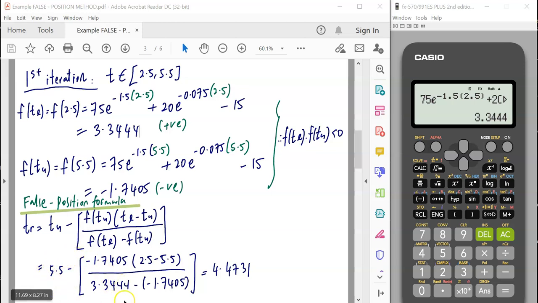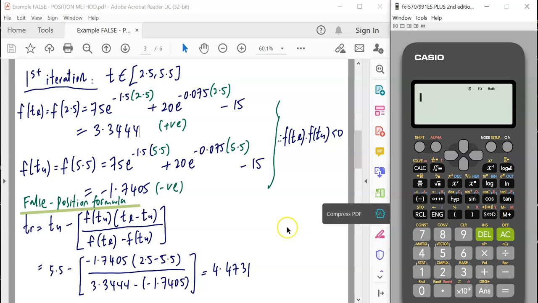Okay, so please refer to this equation here. We clear the calculation previously by pressing the on button. Now we have 5.5. So you press 5.5 and then we want to minus. Alright, minus. And then we have a big bracket here.